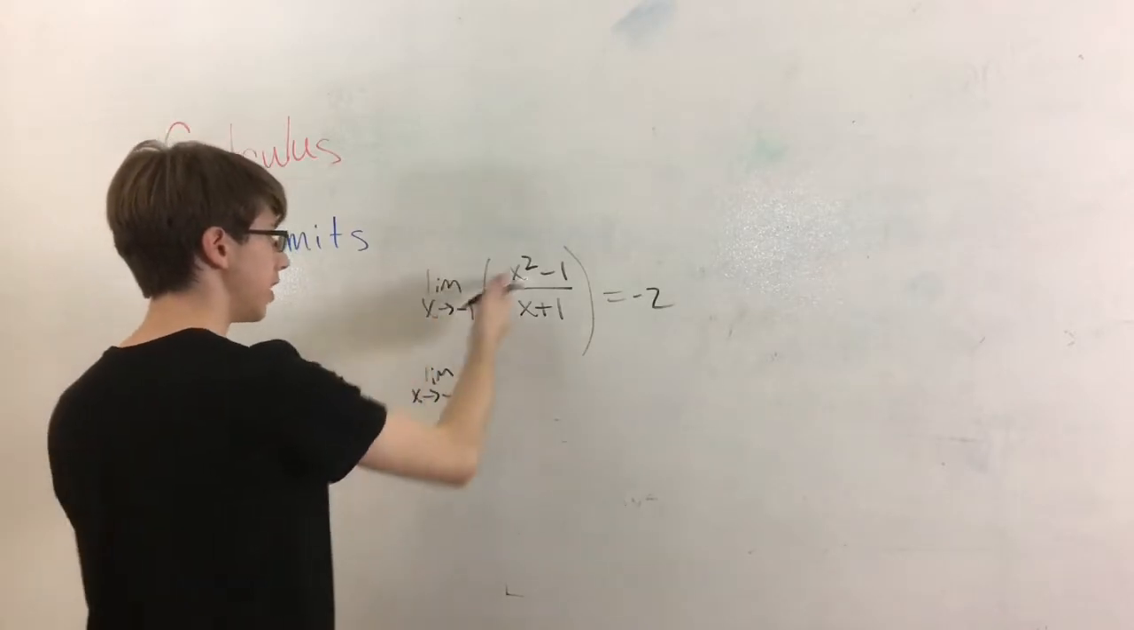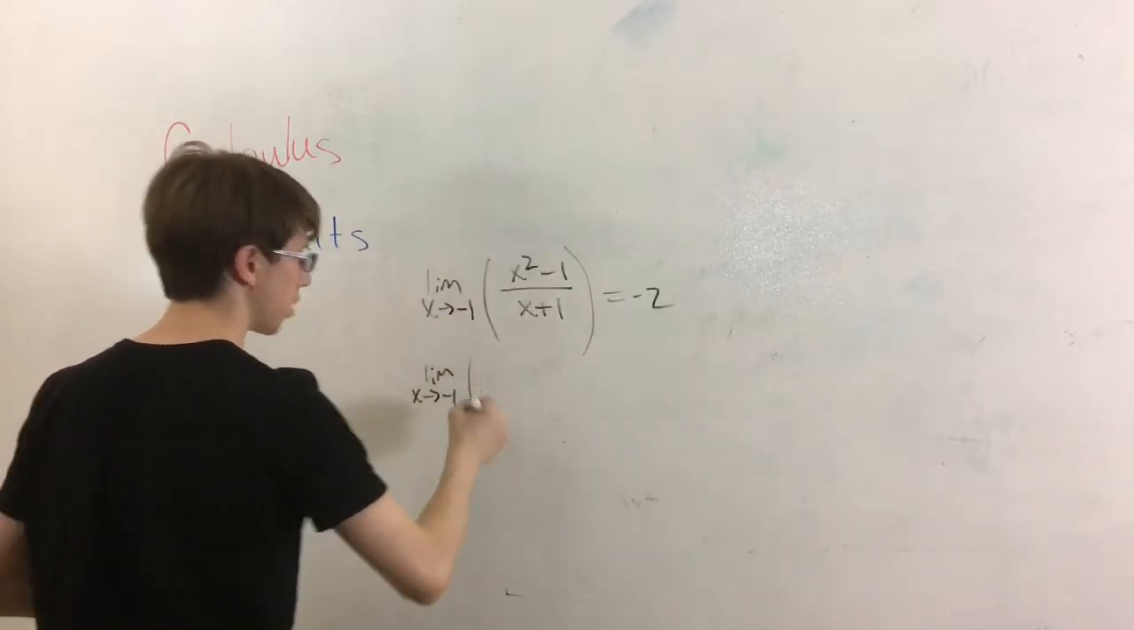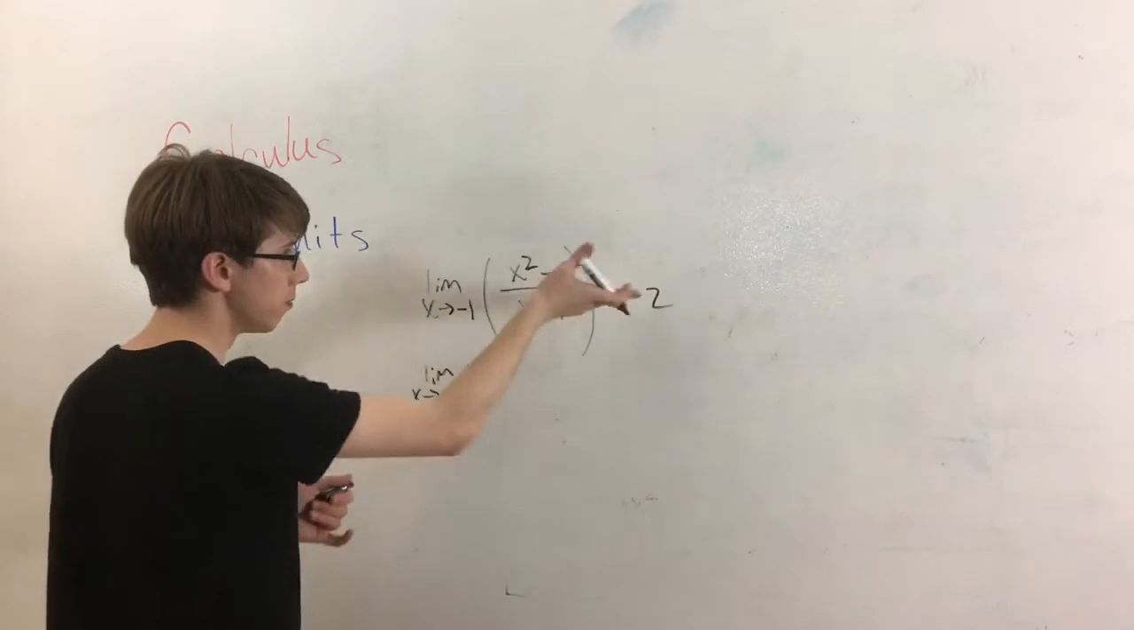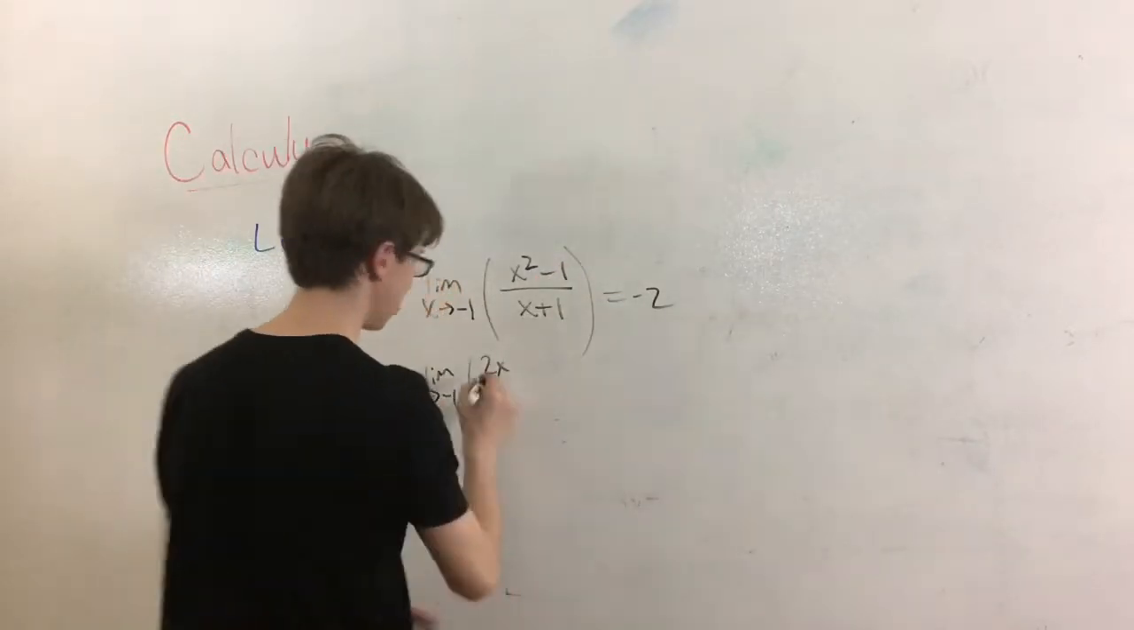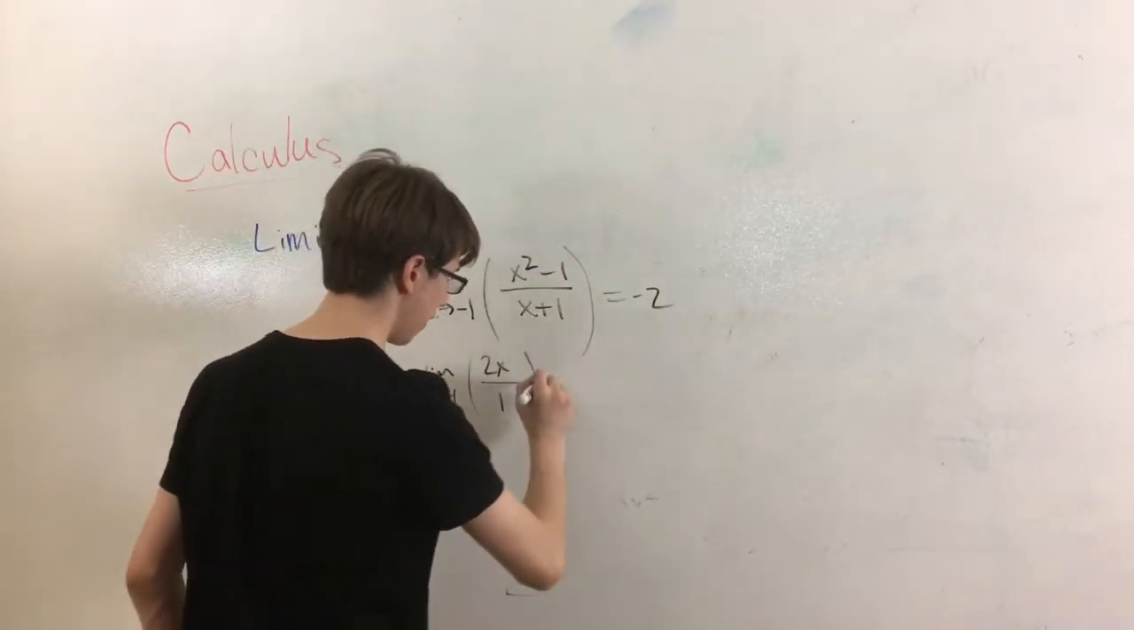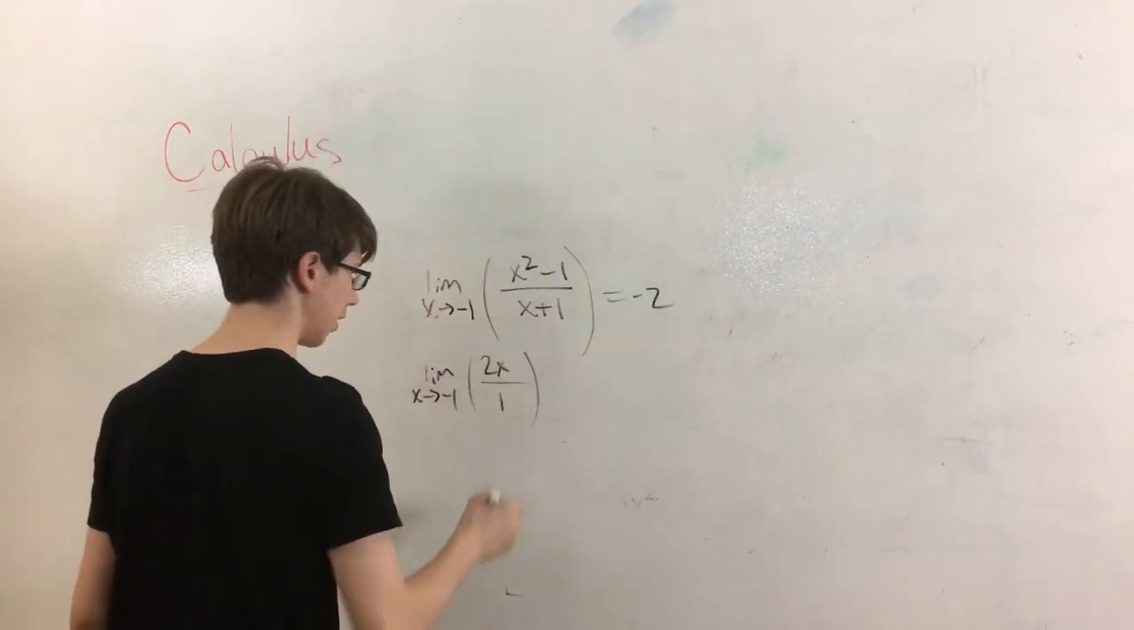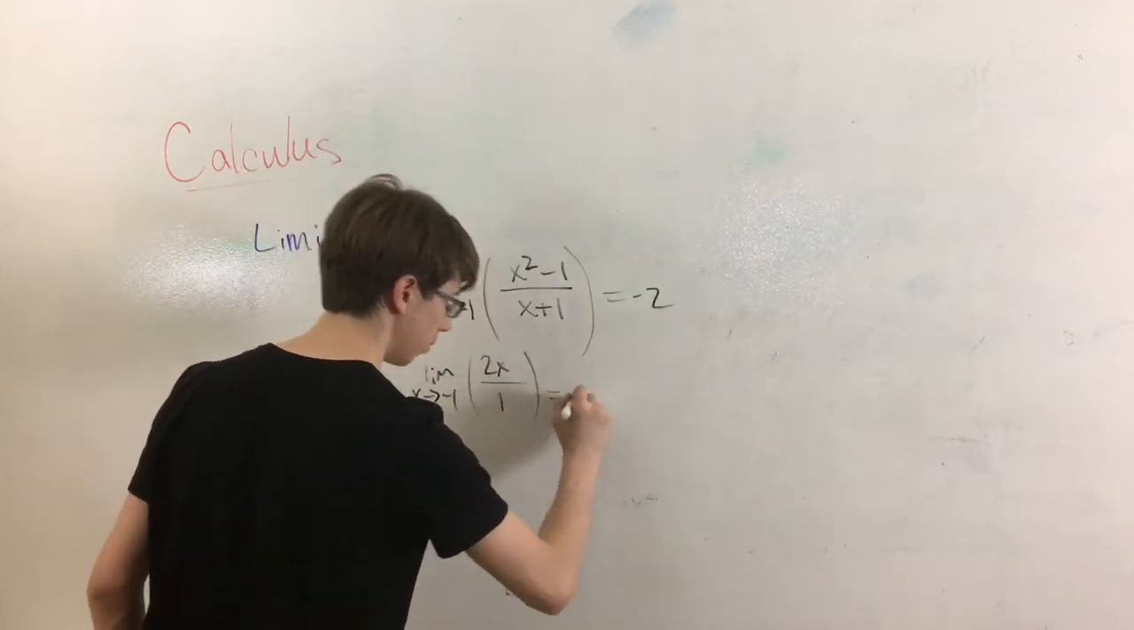So in this case, the limit is going to be x squared minus 1, well that's 2x, negative 1 goes to 0, so it's just 2x. x plus 1 becomes 1. So we end up with 2x. As x approaches negative 1, we end up with 2 times negative 1, which is negative 2.